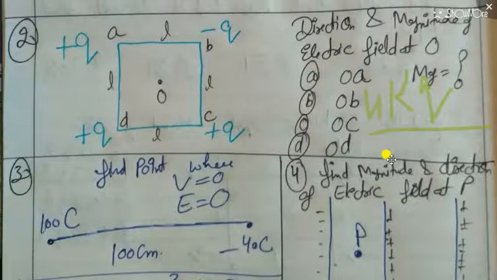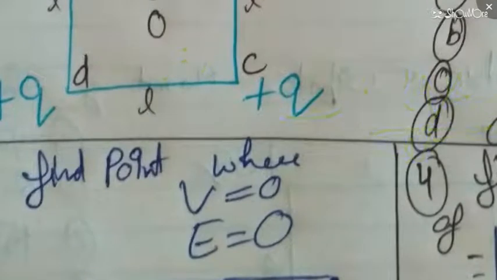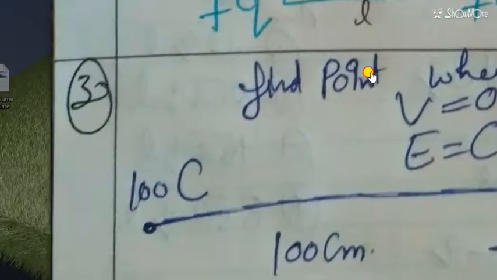So this will be your answer, and the direction of electric field at point O is this one. So OB is the right answer, and the magnitude is 4kq by L square, where k is 1 by 4 pi epsilon naught. Sorry for the disturbance. And now we are moving to question number 3.